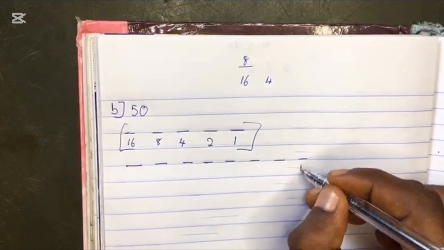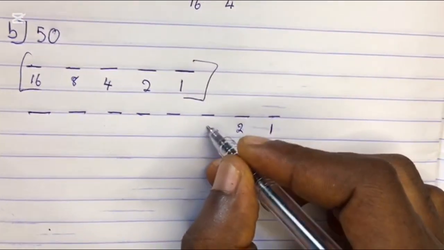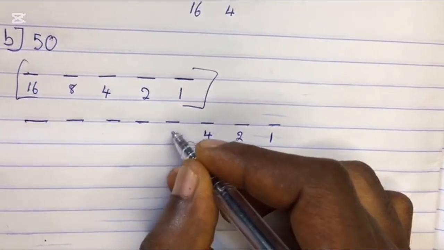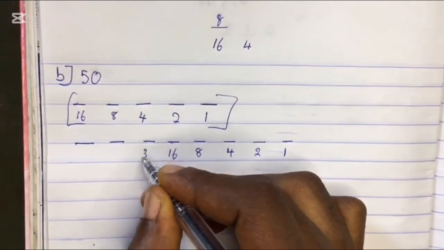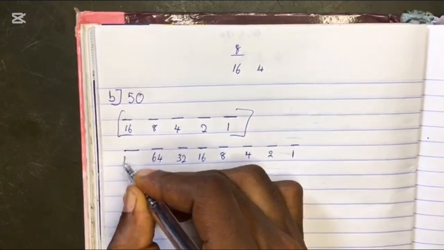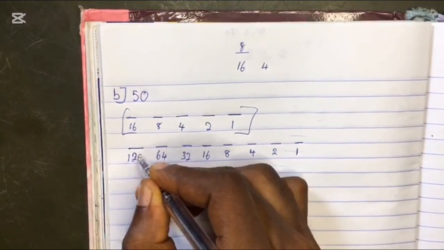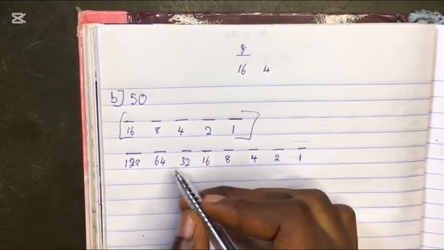So we have 1 multiplied by 2, we have 2, multiply this, we have 4, multiply this, we have 8, multiply this, we have 16, multiply this, we have 32, multiply this, we have 64, multiply this, we have 128. So you have 128.